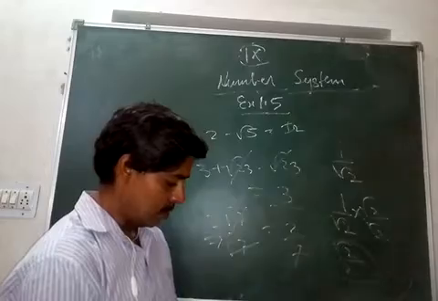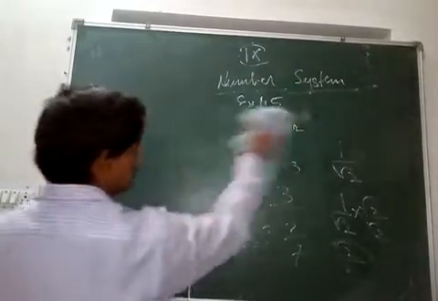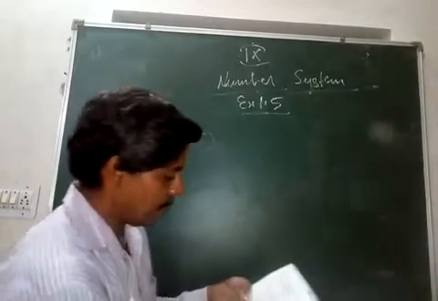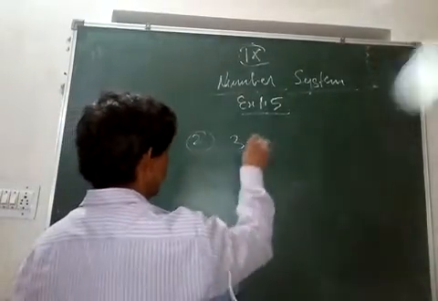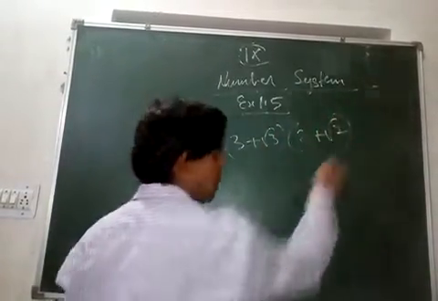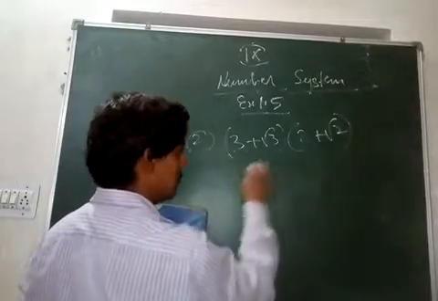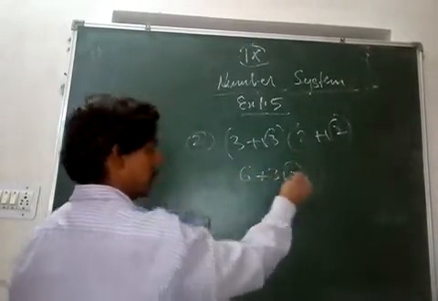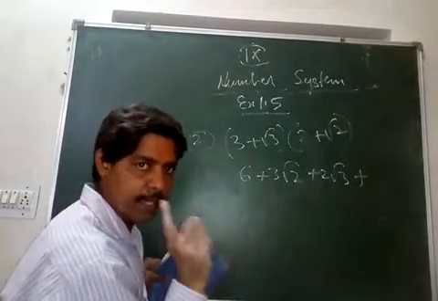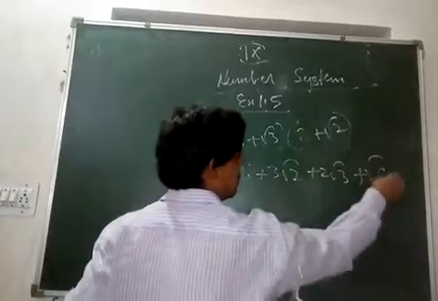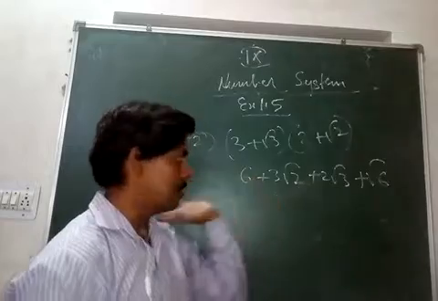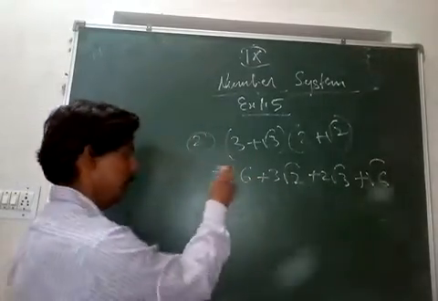Okay, now question number 2. Question number 1 was done. Question number 2 says simplify the following expression: 3 plus root 3 and 2 plus root 2. Now see, just like algebra, you have to multiply. 3 into 2 is 6, then 3 root 2, then 2 root 3, and then root 3 into root 2, which can be multiplied. They cannot be added, but they can be multiplied, and you can write root 6. Only like terms can be added. Now root 2, root 3, root 6, nothing is like, so leave the answer here. That's the answer.